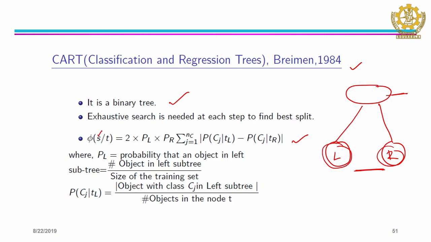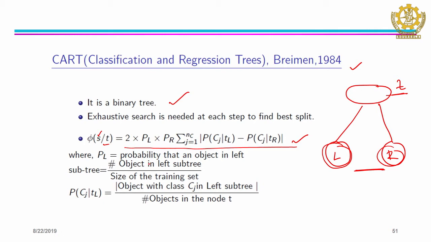What is S? S is the split criterion and T is the node. So the current node is T. Now we find this equation. This equation is not very difficult, it is very simple. Let me tell you from the beginning. First is twice into PL into PR.